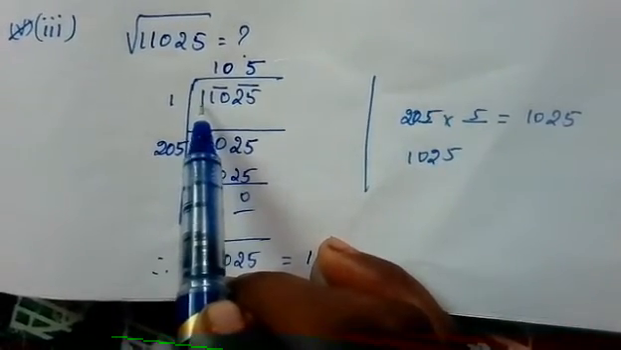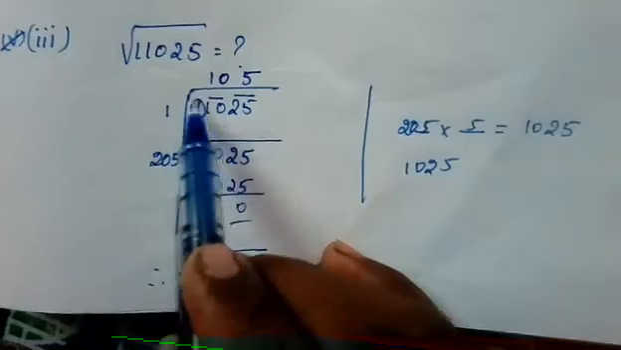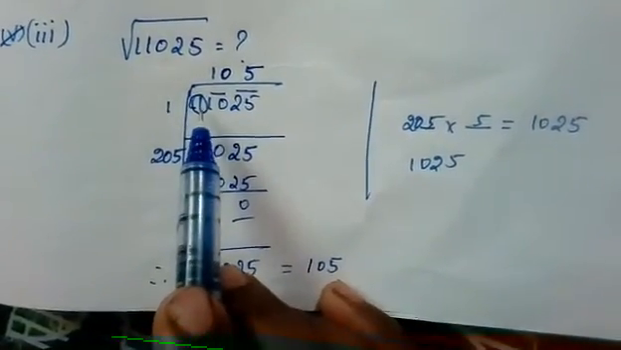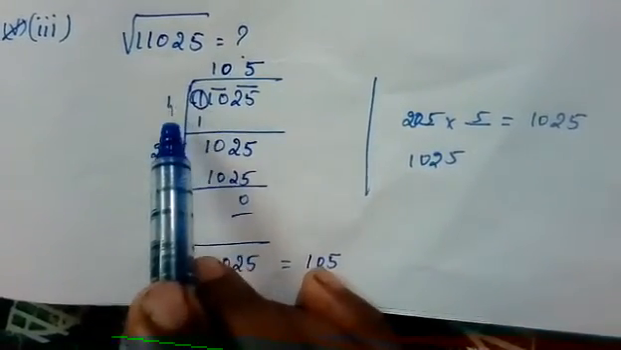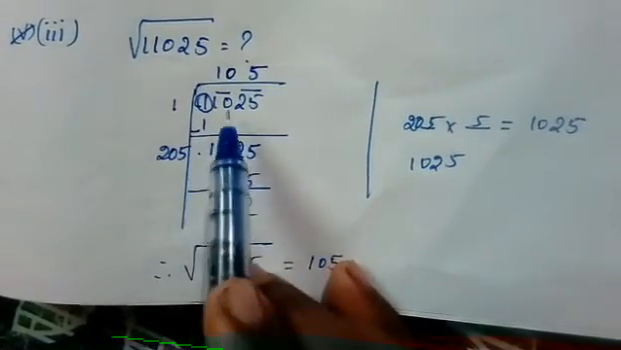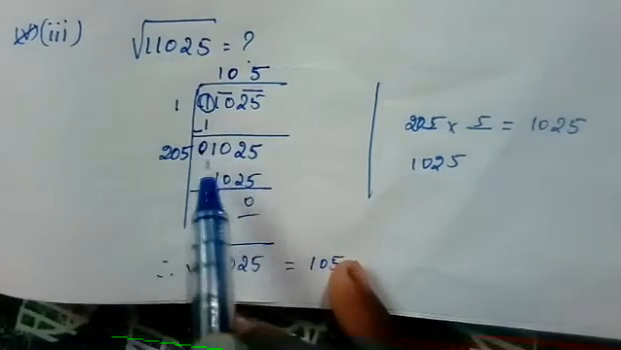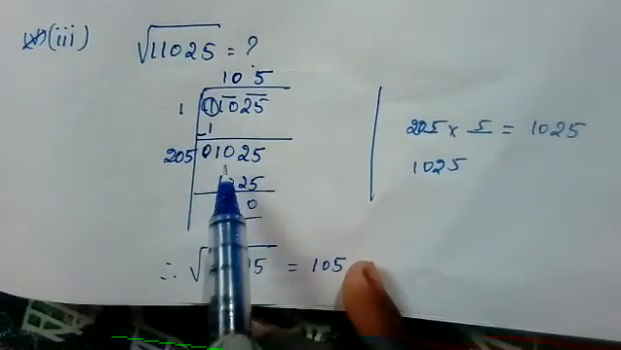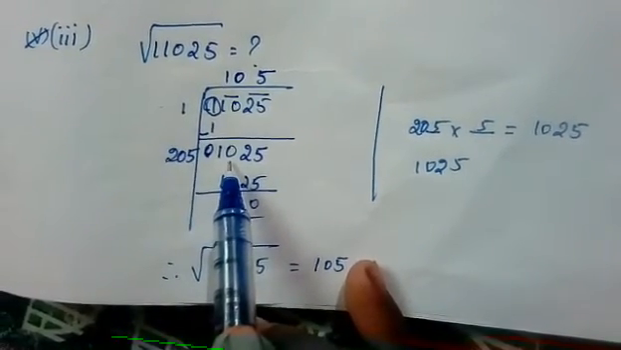Now you have to find the value for 1. First you find, this is 1. For which square number is possible? 1 into 1. So that is 1. Subtract this, 0. Bring down the next pair, 0. It has no value, so you need not write. Bring down the next digit, it is 10.